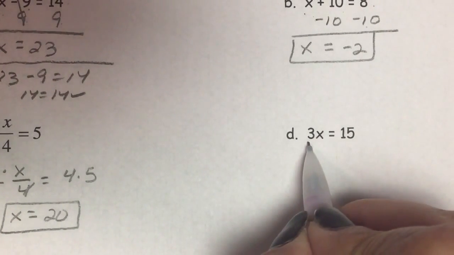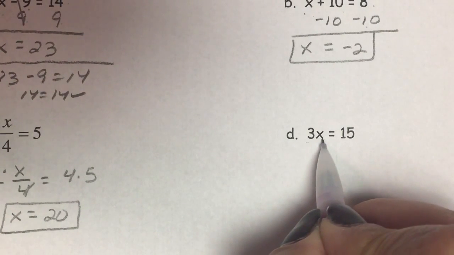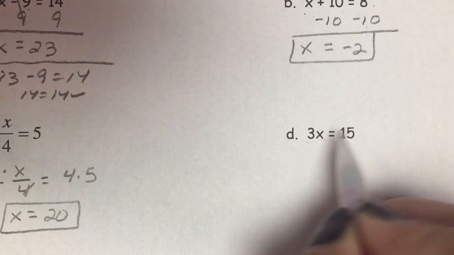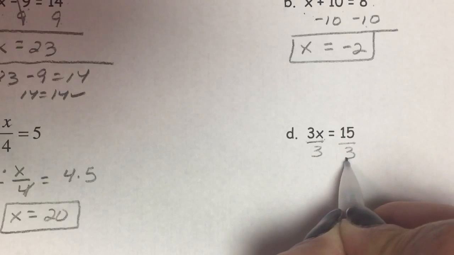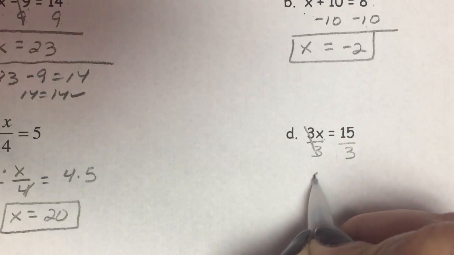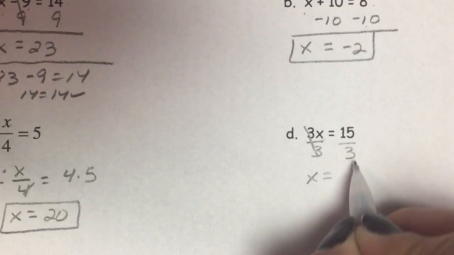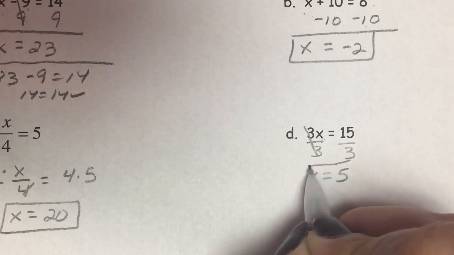For D, what do we have to undo? Well, right now the x is being multiplied by 3. So we're going to divide both sides of my equal sign by 3. Those will cancel. And 15 divided by 3 is 5.